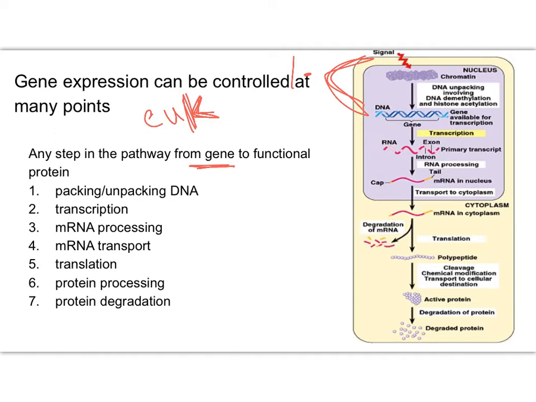During the actual process of translation, regulation could be occurring, as well as the protein processing, so the final finishing touches of making it a functional protein, and then the degradation of the protein. How fast is that protein being degraded? Even if it's being made, is it being degraded so fast that it's not being used? Is it sticking around for a long time? But again, these are all examples of places where gene expression can be regulated.